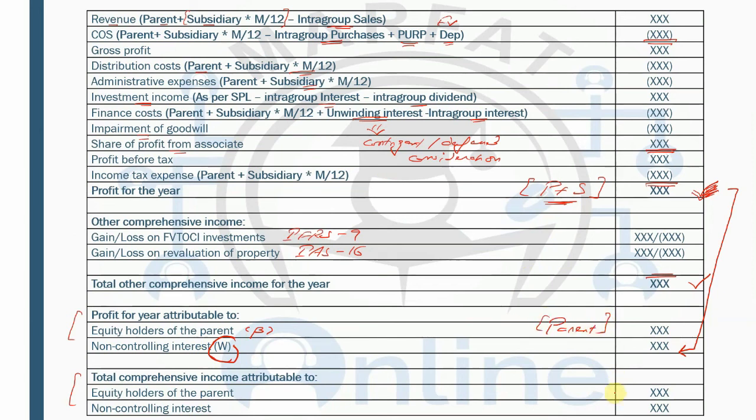And a similar thing will be done with the distribution of total comprehensive income. So this is a technical step you need to remember whenever you are preparing the consolidated statement of profit or loss.